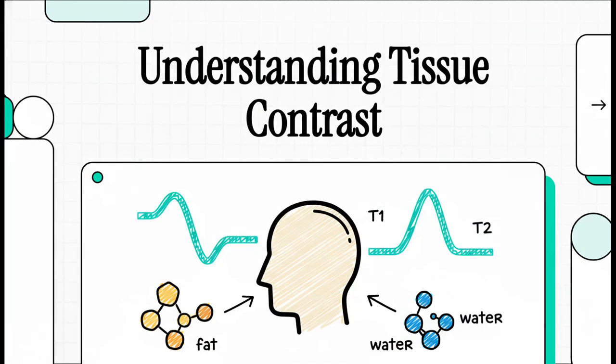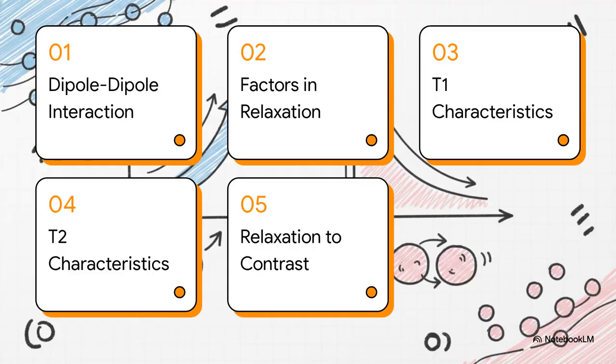All right, in this explainer, we're going to build a really intuitive feel for the physics behind MRI contrast. We're going to get into exactly why things like fat and water and all the other tissues look the way they do, why they have the T1 and T2 values that make our images so incredibly powerful. So here's the game plan.